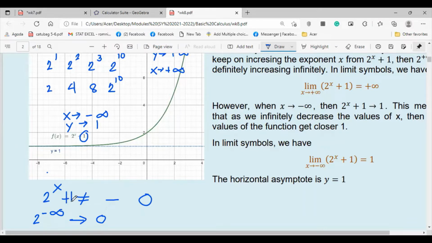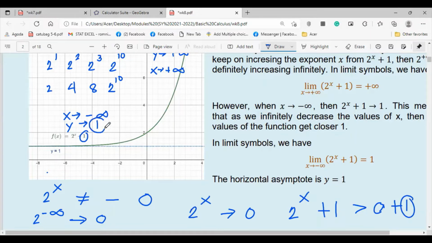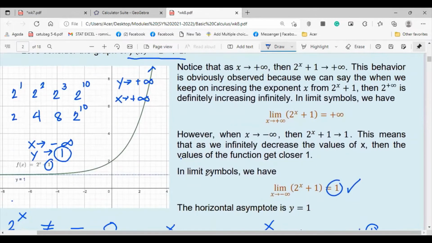So kung nag-add ka ng 1 dito, I need to change this. So kung ang 2 raised to x gets closer to 0, what if you have 2 raised to x plus 1? Then that means now 0 plus 1. 1 ang matitira. Kaya nga ang sagot dito, it gets closer to 1. Ayan siya, it is 1. So ano ang ibig sabihin nito? During your general mathematics kasi, I know, kasi alam ko ang module ninyo sa general mathematics, pinag-aralan nyo ng maigi ang exponential functions.